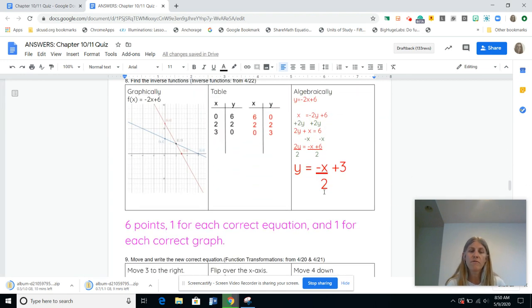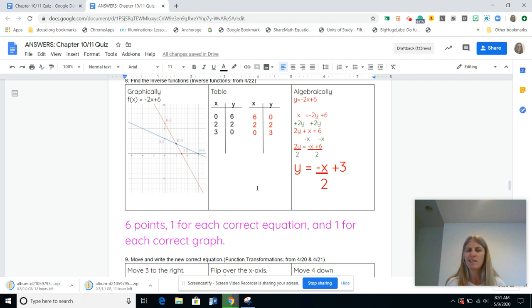Okay, so your very first is graphically. So once you graph that line, you're going to go ahead and find some good points on that line. As you can see here, I have (0, 6), (2, 2), and (3, 0). So all you have to do is swap those points, kind of like we have in the table here, and graph those new points, and then add that line for those new points. So once again, you're graphing your line, and then you're swapping the points and drawing your new line. So that's how you get your point graphically.